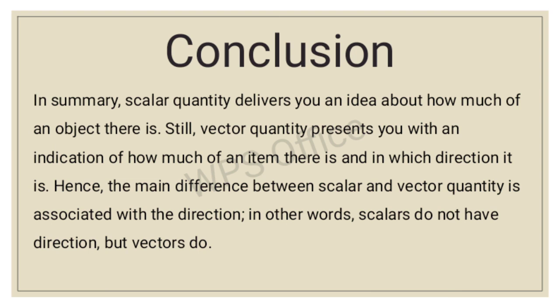So overall, in summary, a scalar quantity gives you an idea about how much of an object there is. Still, a vector quantity presents you with an indication of how much of an item there is and in which direction it is. Hence, the main difference between scalar and vector quantity is associated with direction. In other words, scalars do not have direction, but vectors do.